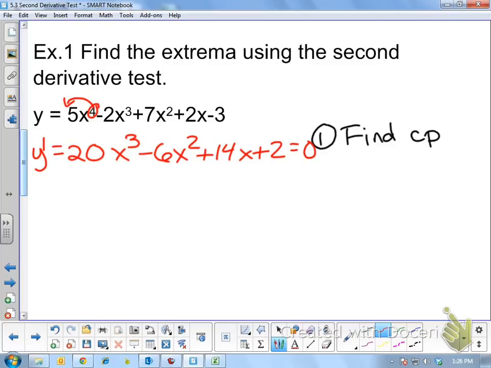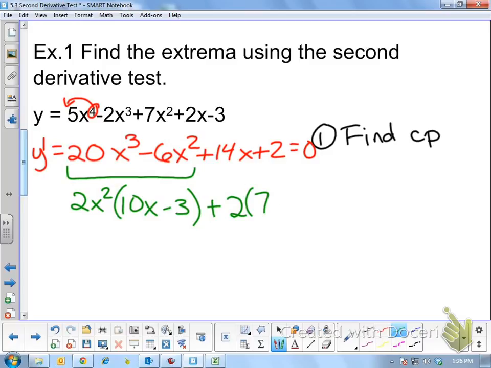This is a calculator one. There's no possible way I could factor this. Pretty sure. Yeah, we could try grouping. I could look at grouping and say, okay, 2x squared gives me 10x minus 3 plus 2 gives me 7x plus 1. These have to match in order to do the next step of grouping. So when there's 4 terms, grouping's really our only factoring option. And it fails on this one.